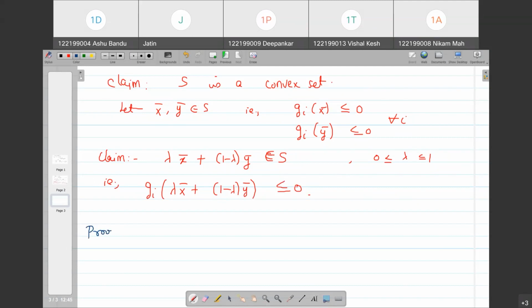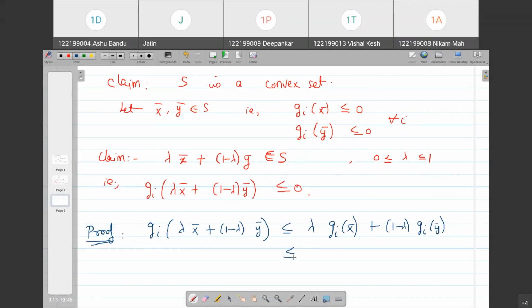Is the proof easy? What is given to us? Gi's are convex functions. So if we start with the left hand side, gi of lambda x bar plus 1 minus lambda into y bar, by definition of convexity, this is less equal lambda times gi of x bar plus 1 minus lambda into gi of y bar. Is this less equal 0? So conclude. See what is given to you, and is this less equal 0?